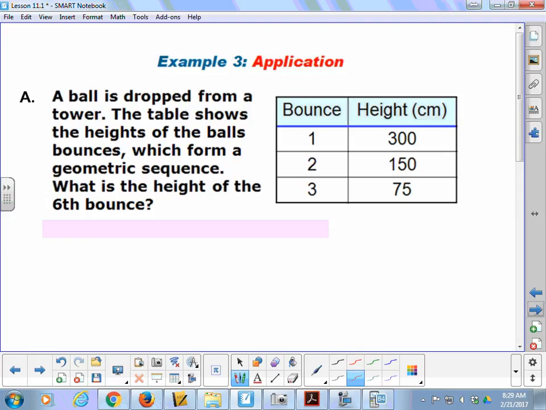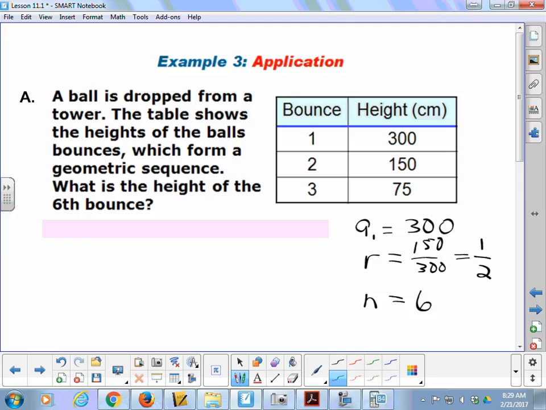All right, so we can use the formula for doing it, or you can just find this answer by using your calculator. All right, which method you use is up to you. But once again, here we have a sub 1 is 300. R is going to be, let's see, 150 over 300, which I know is 1/2. And n is 6.